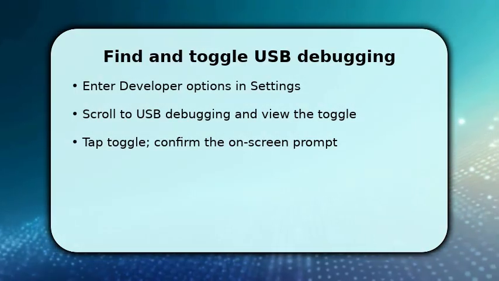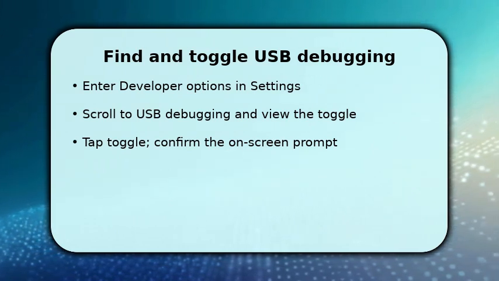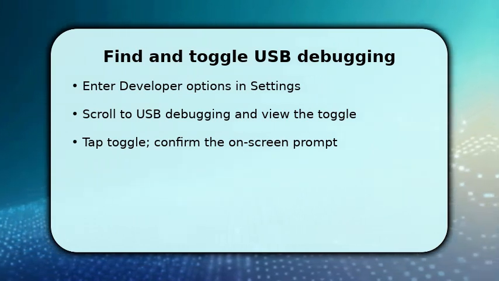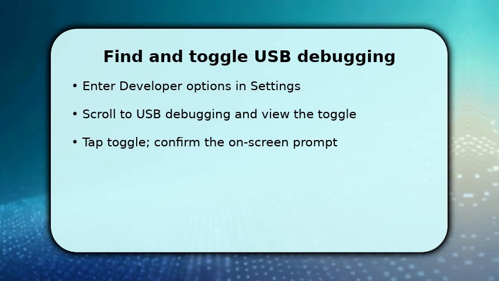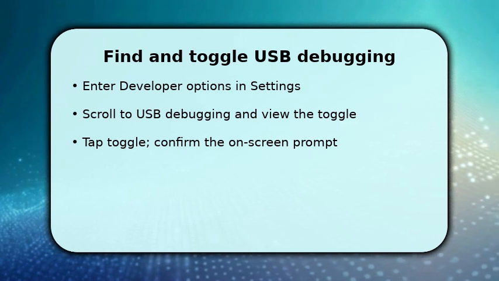You're now inside Developer Options. Take a quick scan to avoid inadvertently changing unrelated settings. Scroll down to the Debugging section and locate USB Debugging. When you find the USB Debugging switch, tap it to change state.